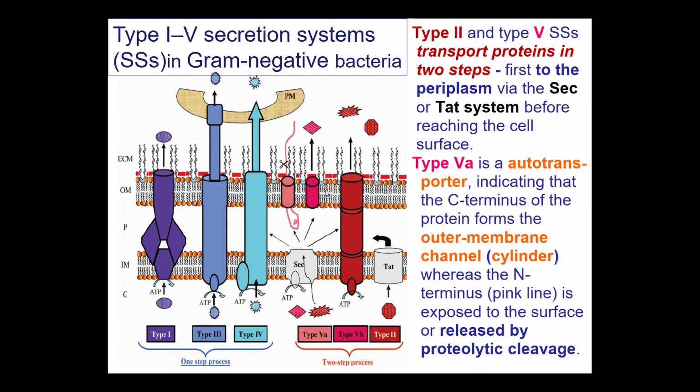The second steps are different, but in any case, type 5 and type 2 secretory systems release proteins outside without injection into the plasma membrane of the host cell, which is typical for type 3 and type 4 secretion systems.